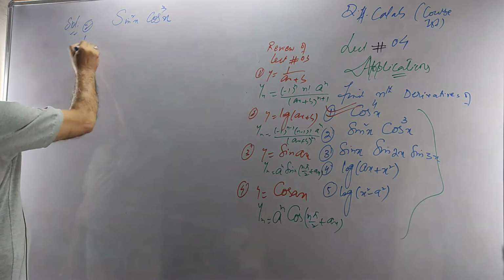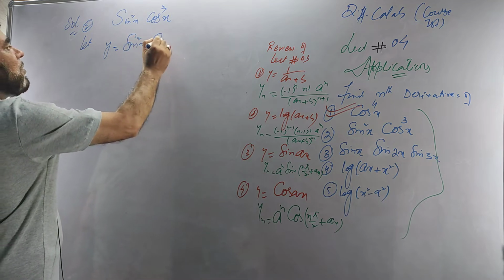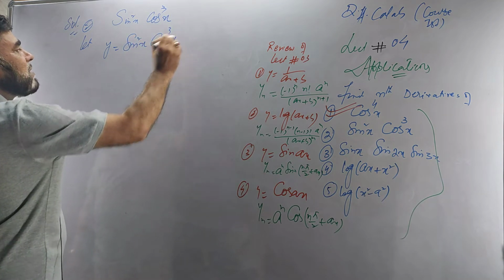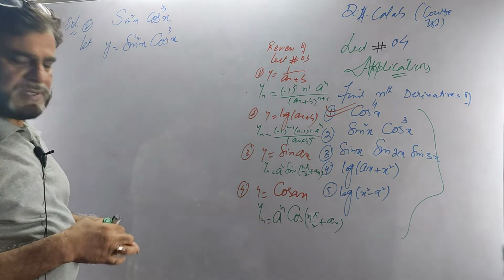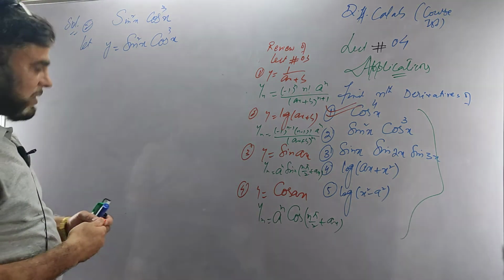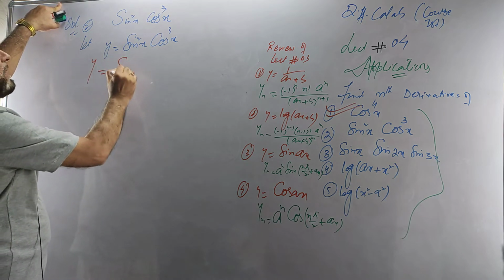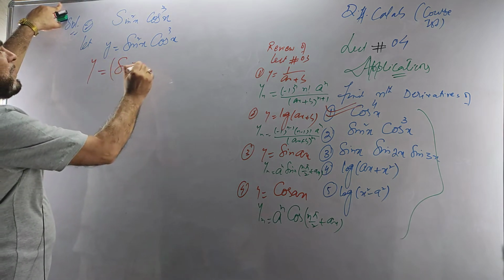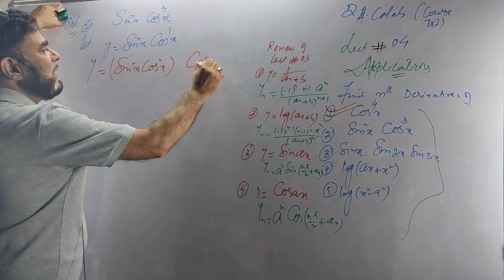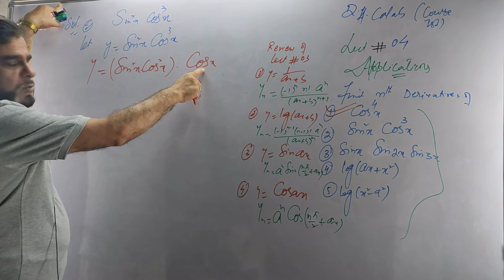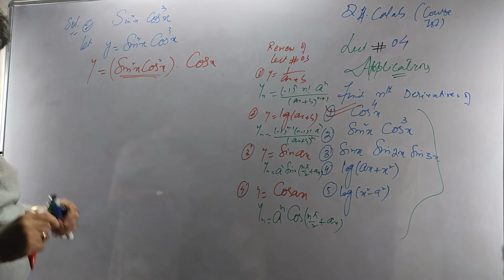I will here also write let y denote sin square x cos cube x. You just look here. I have the minimum power of sine or cos, it is 2. I will express cos cube in terms of sine square. I can write it: y is equal to sine square x, this is cos square x, this is your cos x. Cos square, cos is cube.